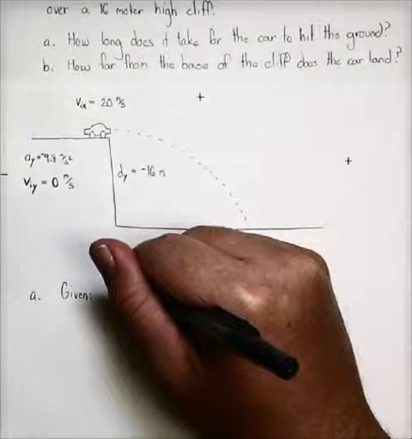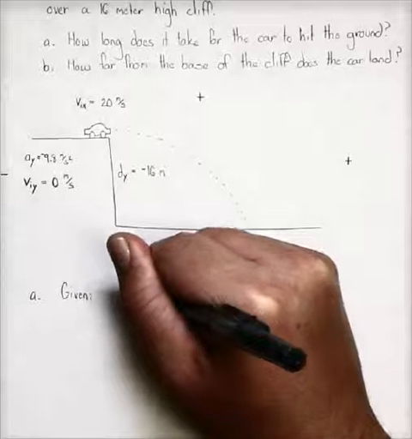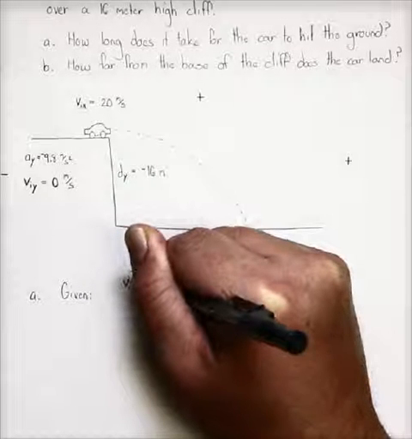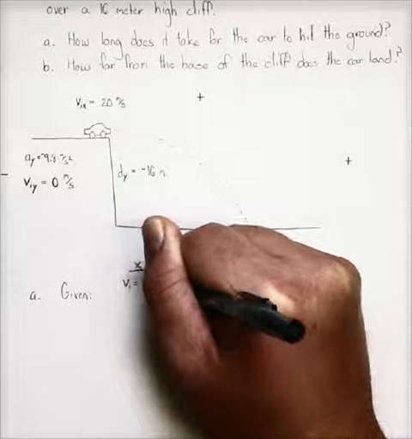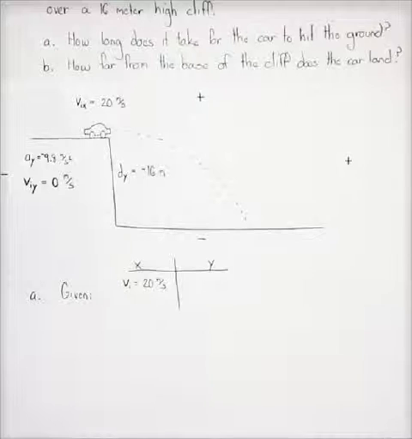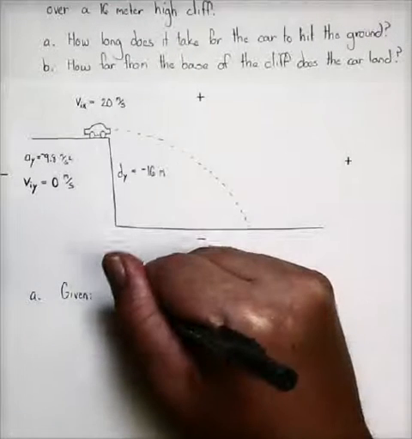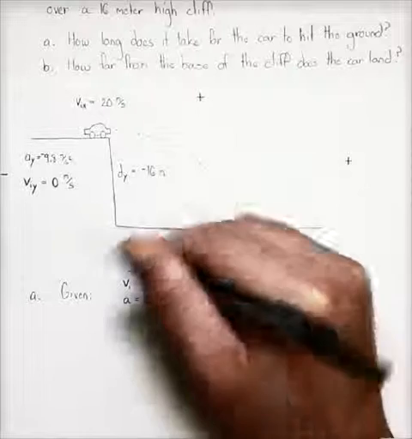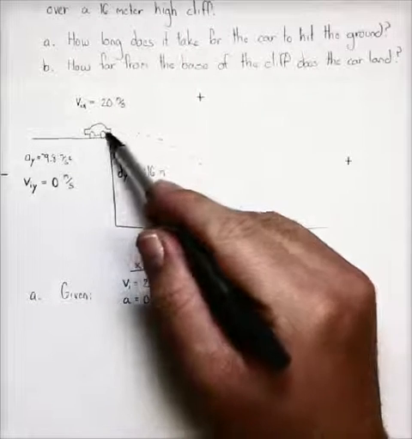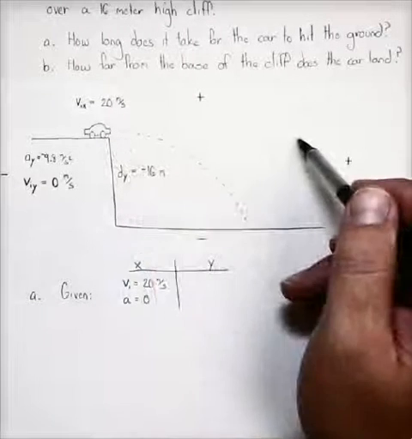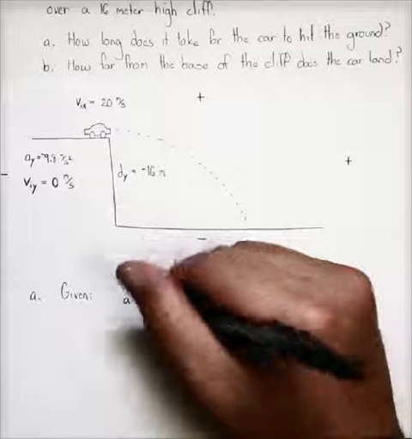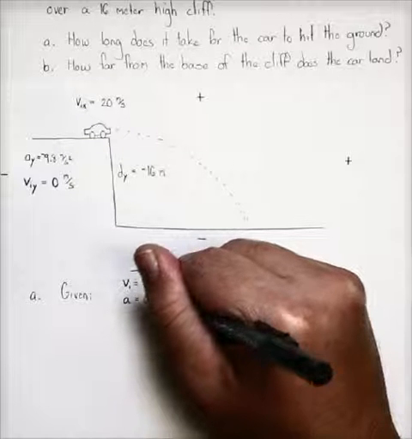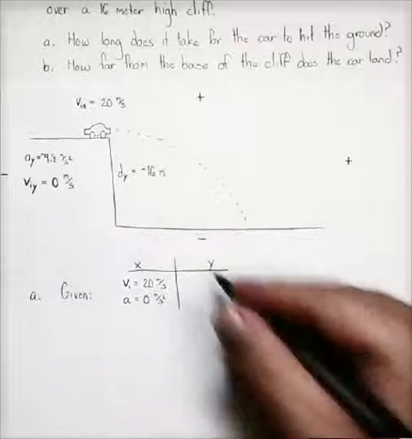In the x direction, we have that the initial velocity is 20 meters per second. And that's it. We could say, if we really wanted to, that the acceleration is 0, because once this leaves the ground, there's not going to be any force pushing it forward or backwards. So our acceleration is 0 meters per second squared.